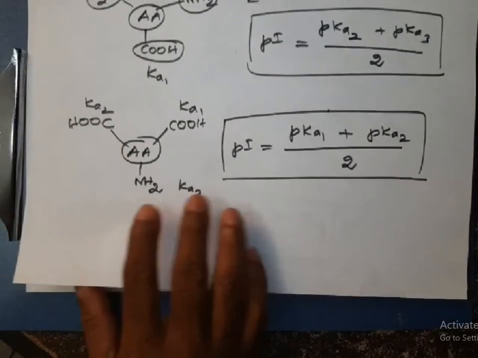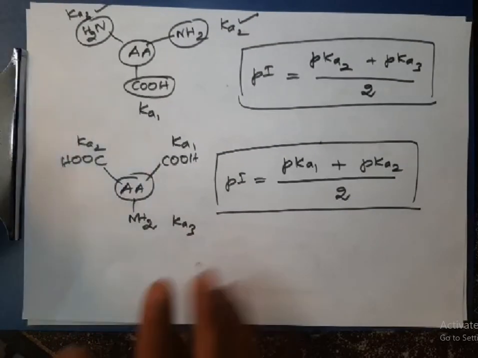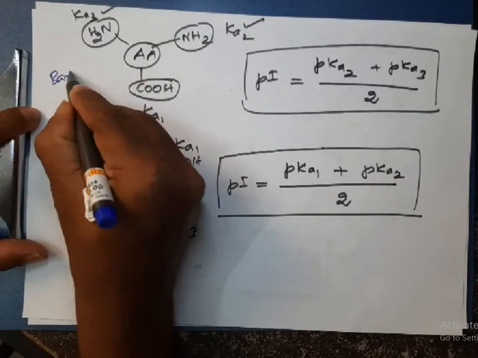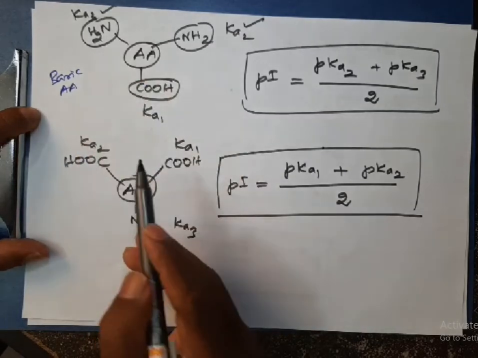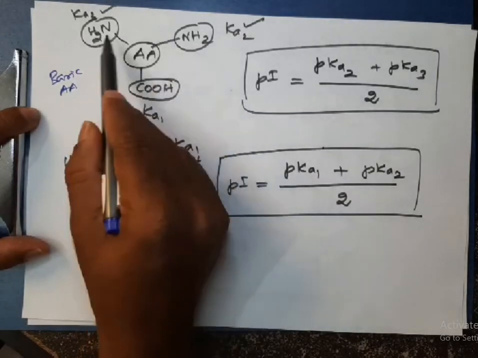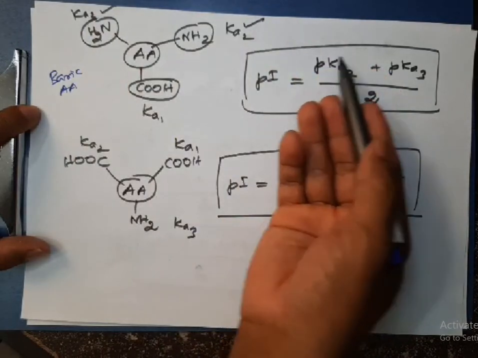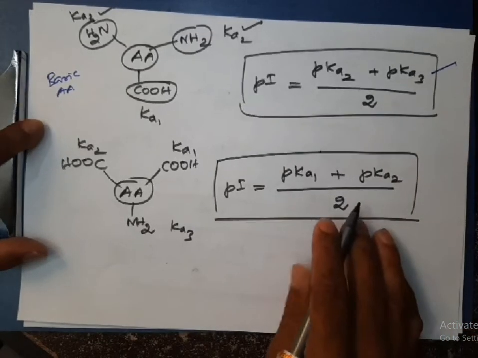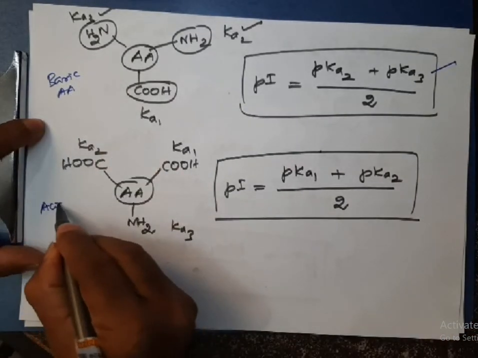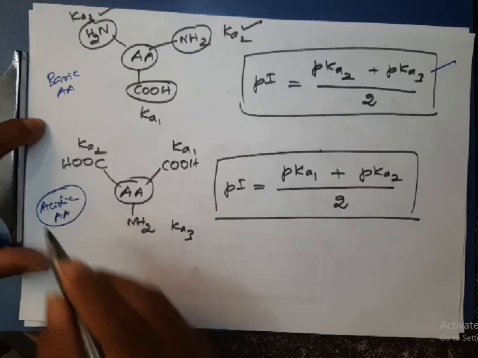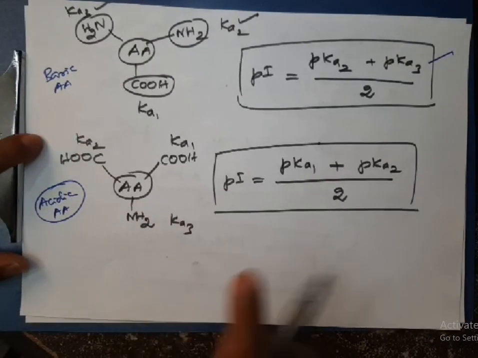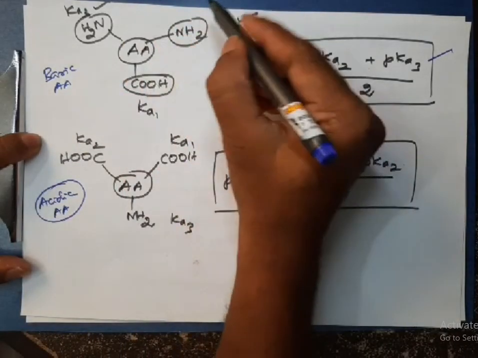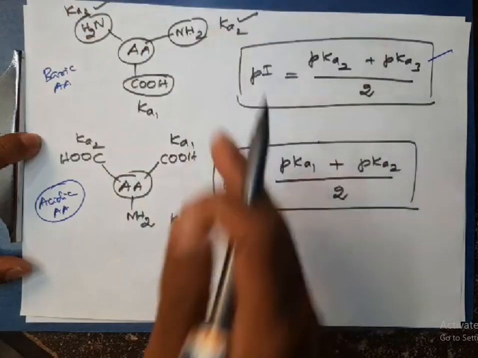Yeah. Students, just a small correction here. For a basic amino acid, I have told you that you should consider the amino group pKa values, add the two values and divide by 2, and you will get the isoelectric point. Yes, this is correct. For an acidic amino acid, students, actually I made a mistake. For an acidic amino acid, we should take the lower pKa values.